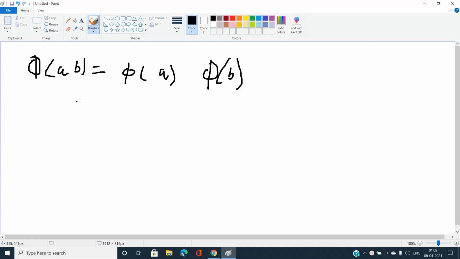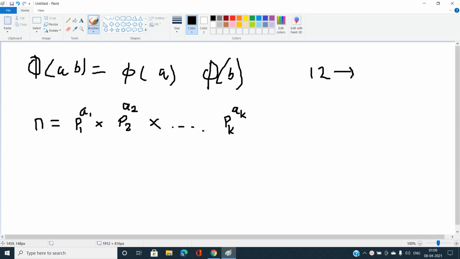Now, any number n which is given to us, if we prime factorize this number n, can be written as p1 power a1 into p2, the second prime factor, which comes exactly a2 times, and it goes up to pk power ak. Similarly, if we prime factorize the number 12, it will come exactly as 2 square into 3 power 1.